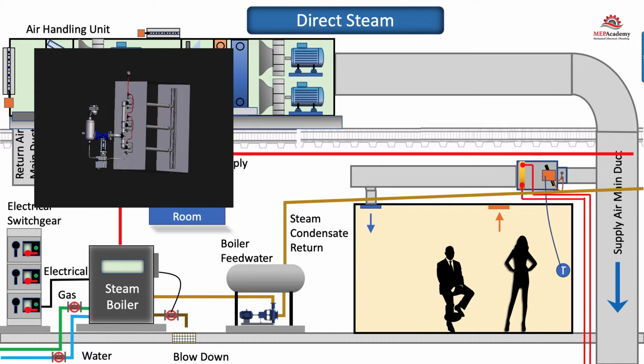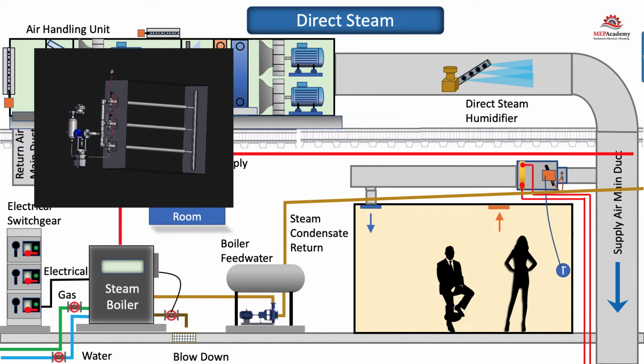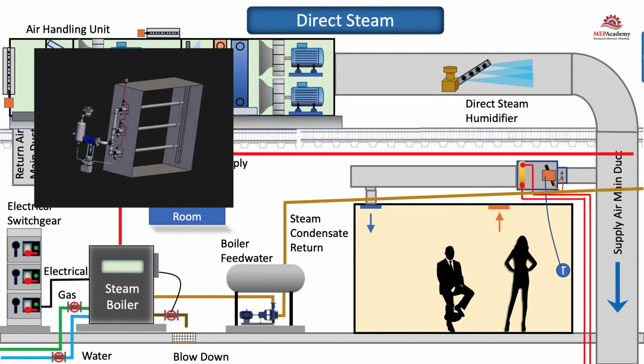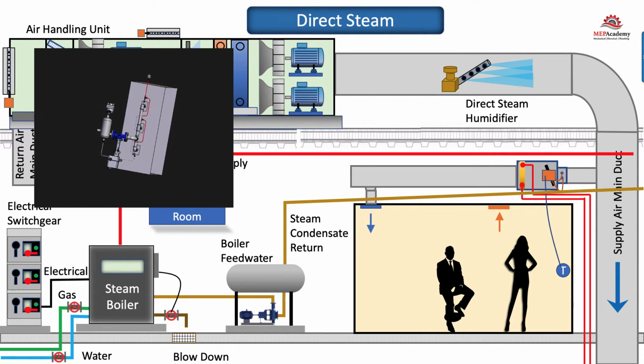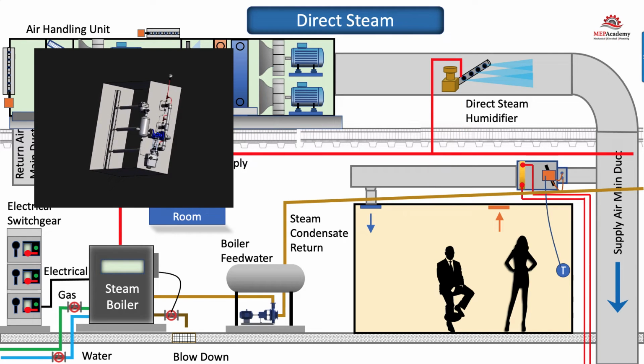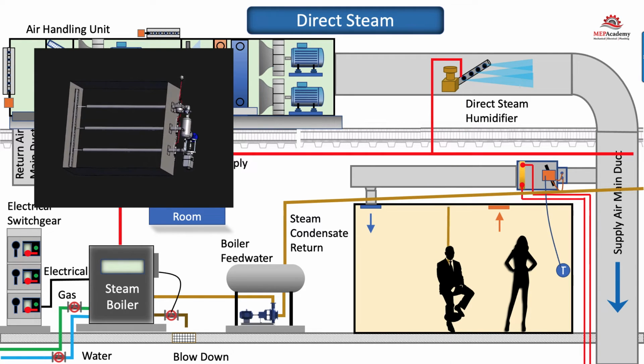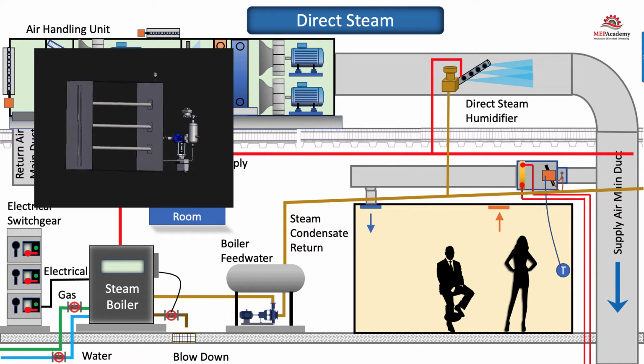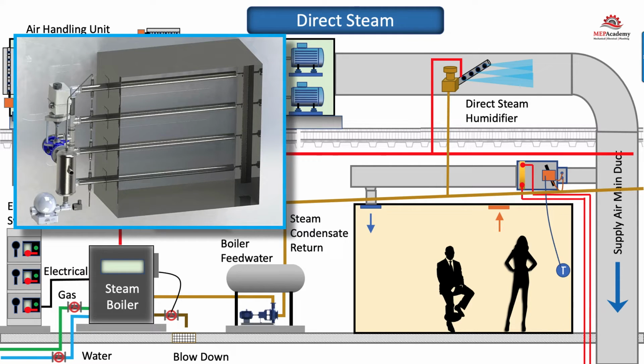All we need to do is install the direct steam manifold or distribution tubing into the duct or air handler, then connect to the main steam piping, and then to the main condensate return. This is a simple system if all the major equipment is already installed.